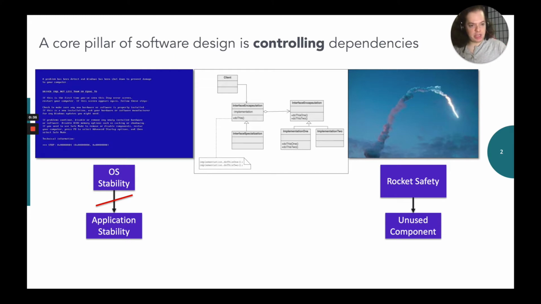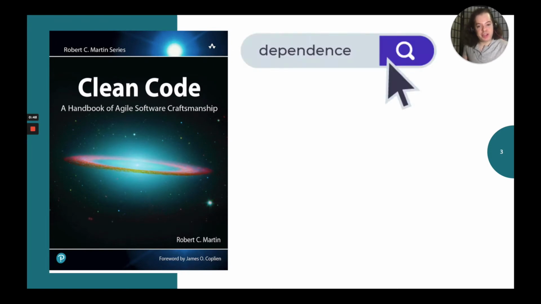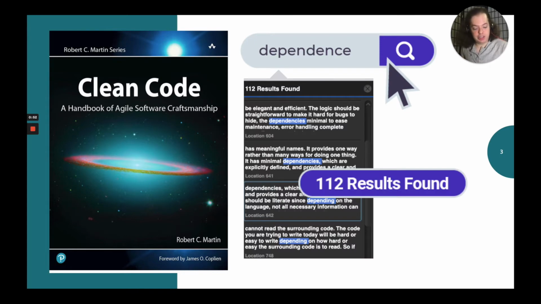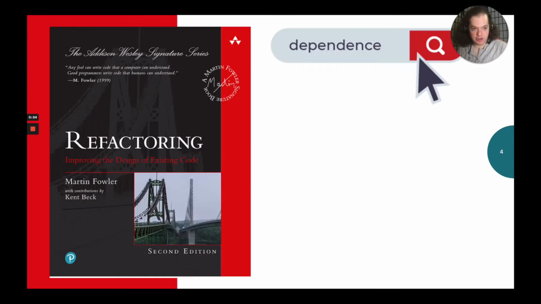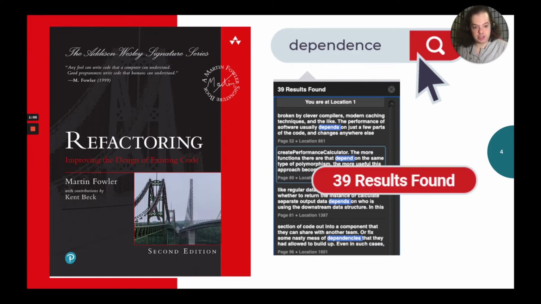Over the next minutes, I'm going to convince you that a big reason why controlling dependencies is hard, as evidenced by the Ariane 5, is that we don't actually know what this means. We've been talking about dependence for decades. It occurs all over the place in our books. Robert Martin used it over 100 times in Clean Code. Martin Fowler, 40 in Refactoring. And it's just a norm to launch these discussions without definition. Neither of these books define dependence. And yet, when you look at what they say under a microscope, it's often contradictory or in tension.